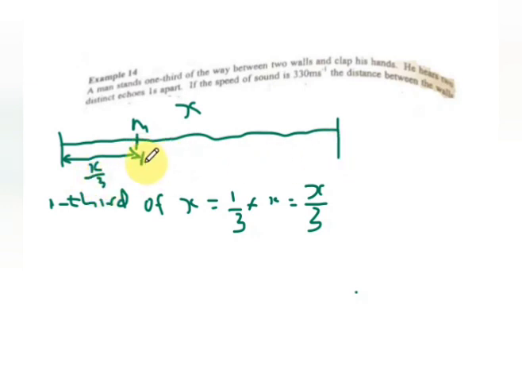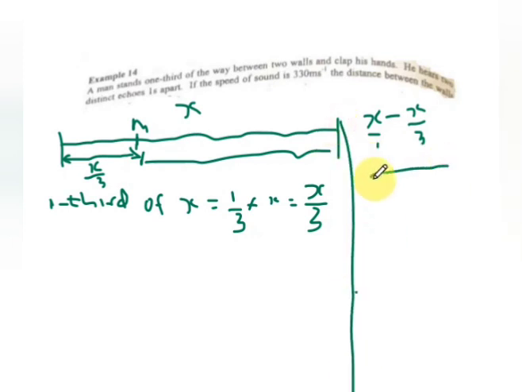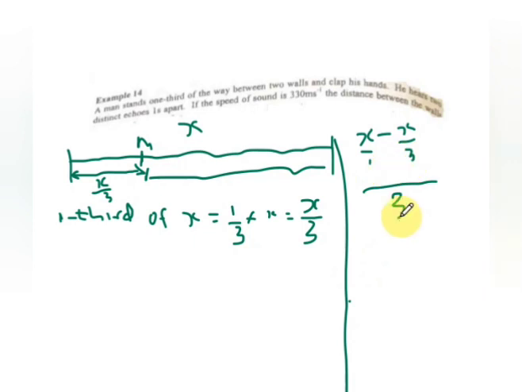Then the distance from the man to the other wall is going to be x minus x over 3. So let's make that over 1. Then find the LCM of 1 and 3. The LCM of 1 and 3 is 3. So 3 divided by 1 is 3, 3 times x is 3x, minus 3 divided by 3 is 1 times x, that's x. So 3x minus x is 2x all over 3. So the distance between the man and the second wall is 2x all over 3.